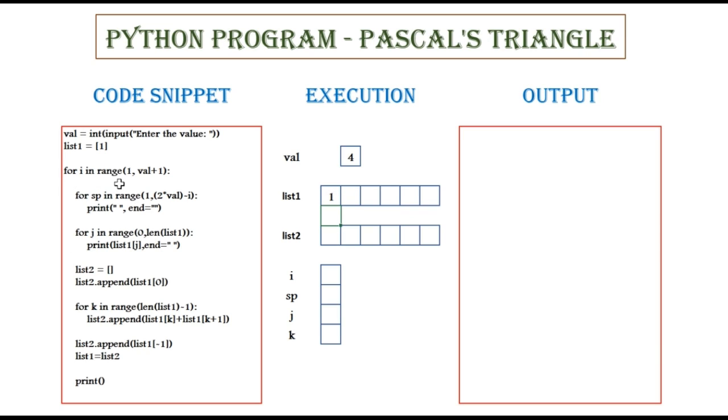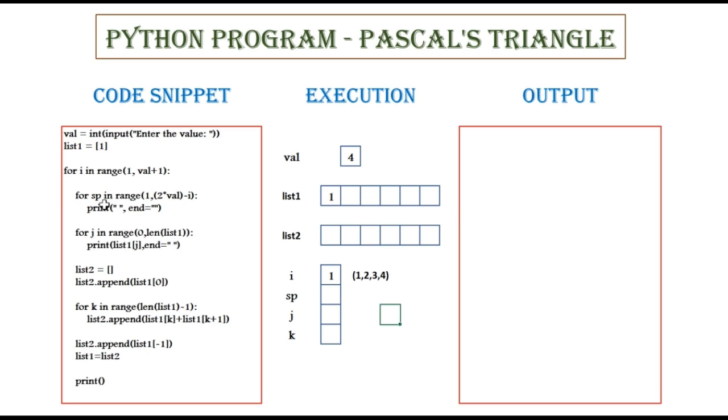For i in range of 1, val plus 1. The value of val is 4, so 4 plus 1 is 5. Let me give the values here. The range function is going to return 1, 2, 3 and 4. It is going to stop at 4 because it does not consider the last value. Initially, the value of i is going to be the first value, which is 1. So the value of i is going to be 1.